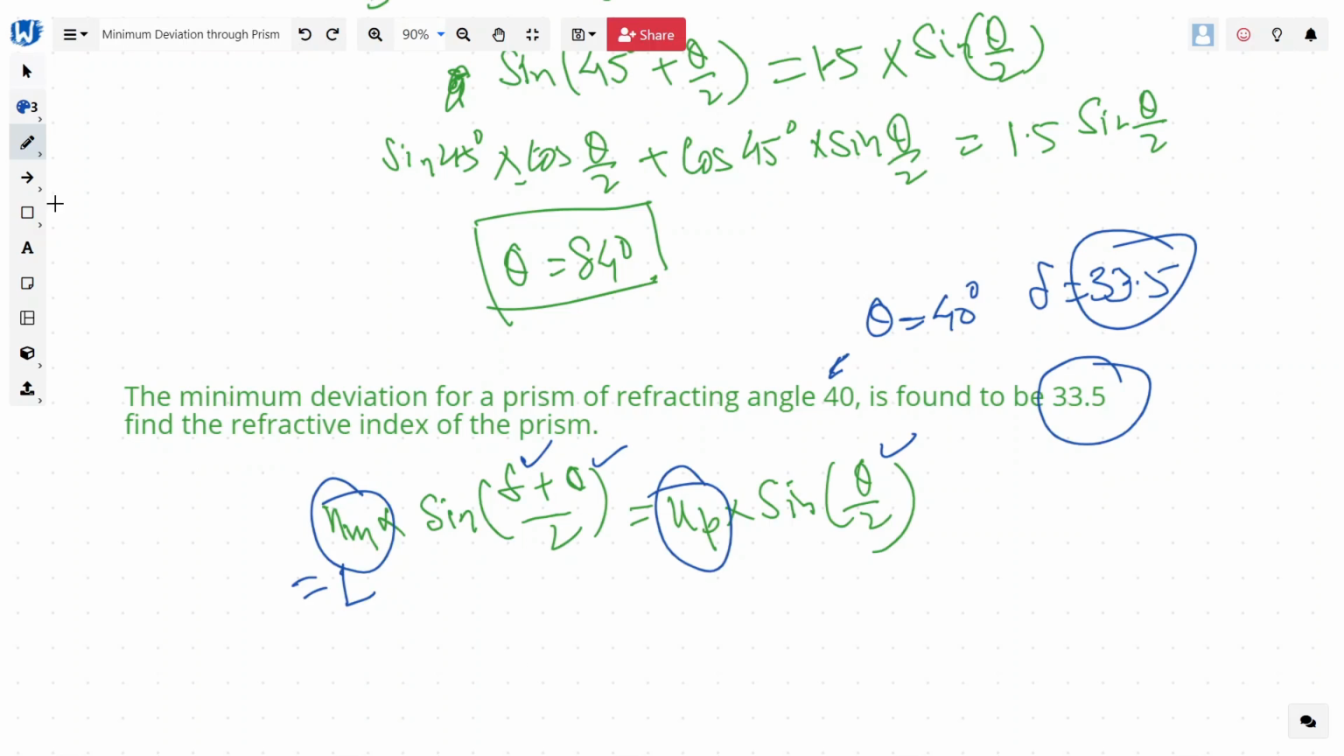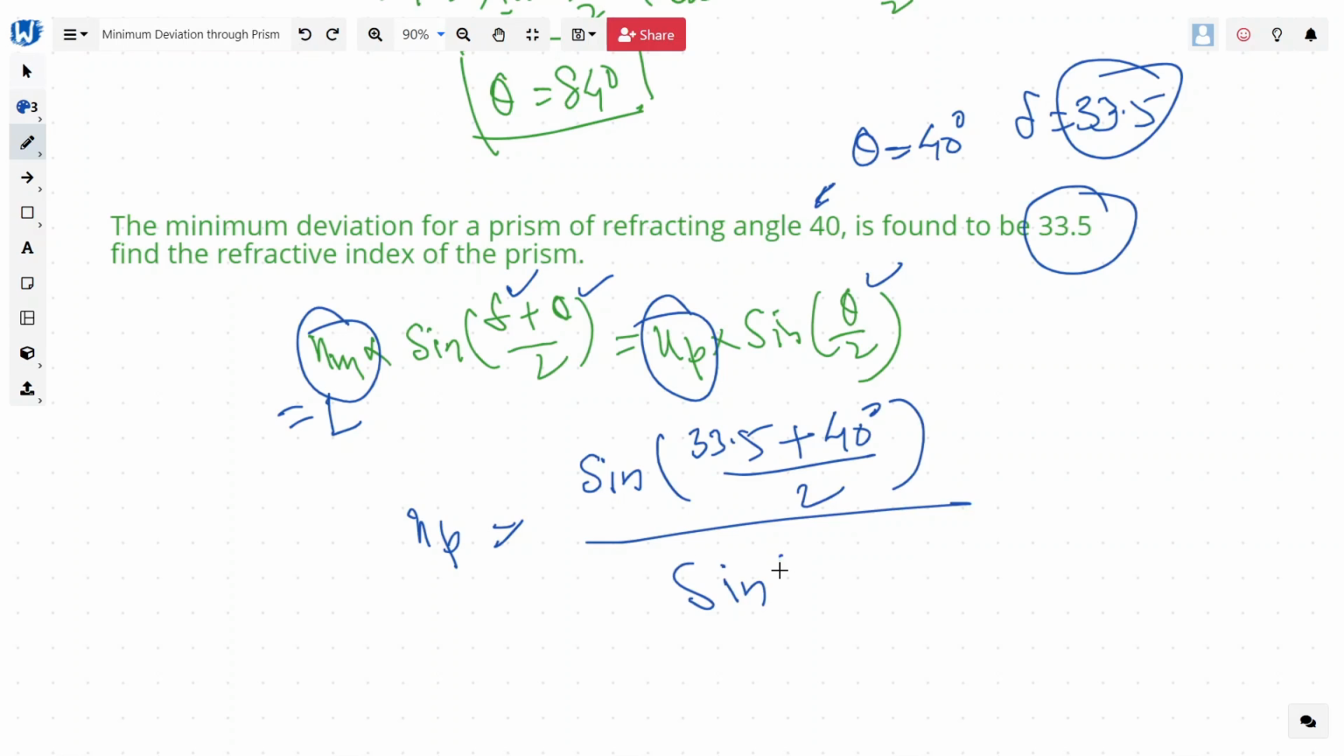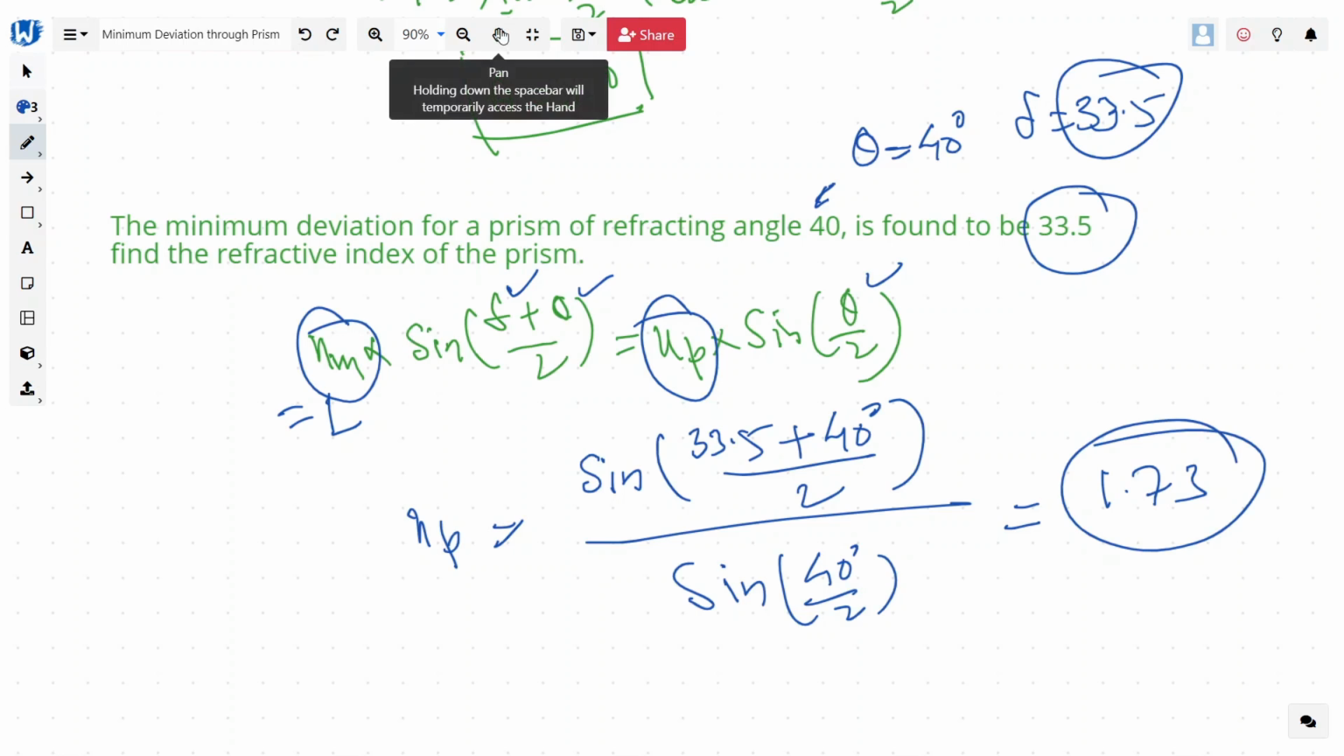Okay. Simply plugging back the numbers in here, we can rearrange it a little bit. So we need to find n of prism. We'll say n of prism is going to be equal to 1 into sine of delta, which is 33.5, plus theta, which is 40, divided by 2, over sine of theta, which is 40 by 2. And then it's very simple trigonometry, and you will arrive at a number 1.73, and that will be your answer, right? So whenever you see minimum deviation, try and use this formula. It will make your life very, very easy.